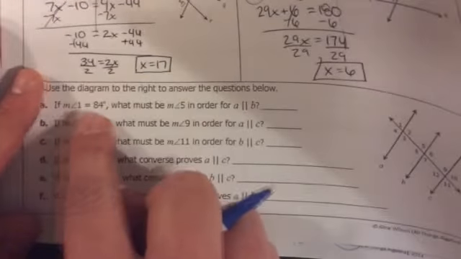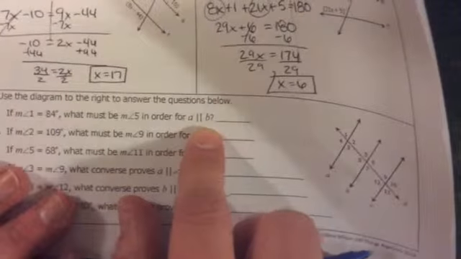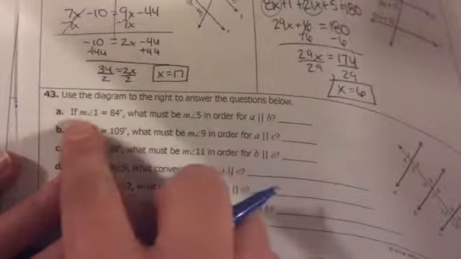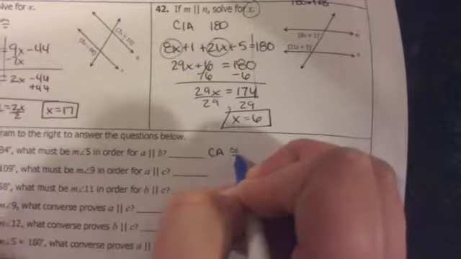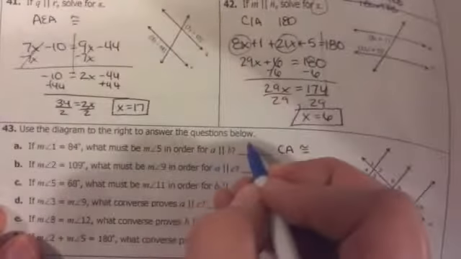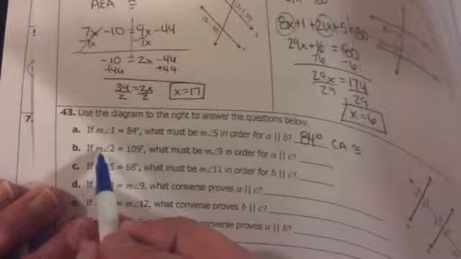Now what we're going to do is look at our diagram here to see, it says if angle 1 is 84, what must angle 5 be in order for A to be parallel to B? Well, let's look at the relationship between 1 and 5. 1 and 5, those are corresponding angles. And we know that corresponding angles are congruent, which means that if that angle is 84, that one must also be 84 degrees.